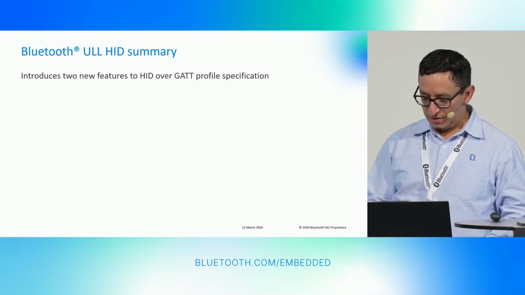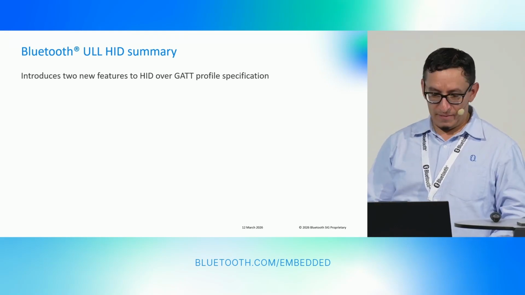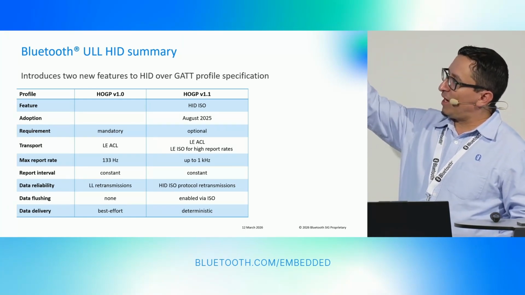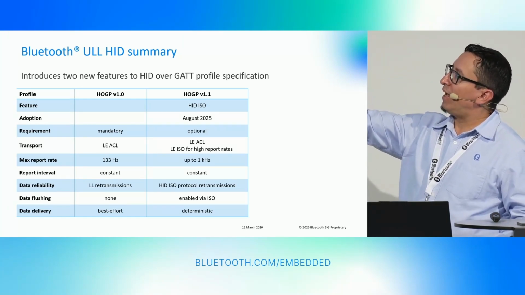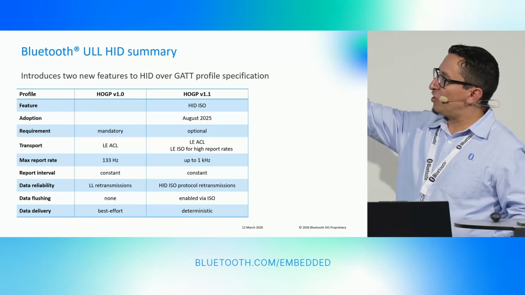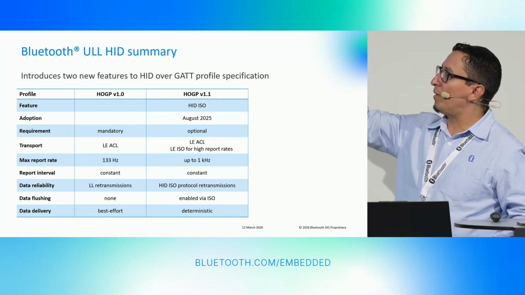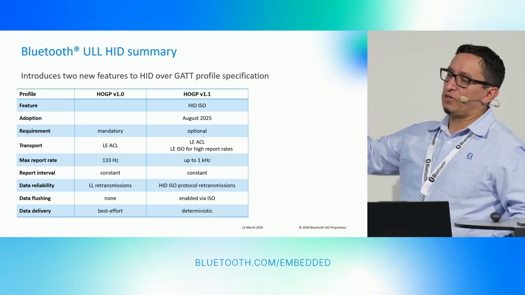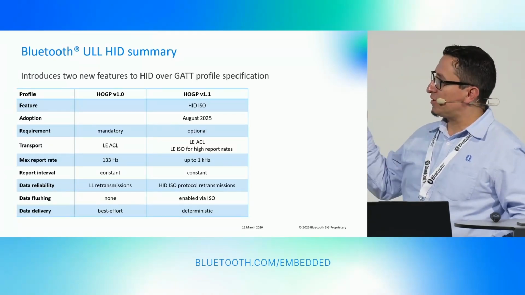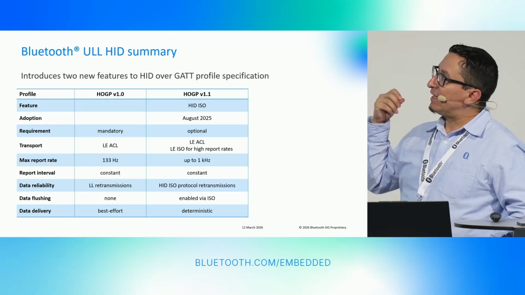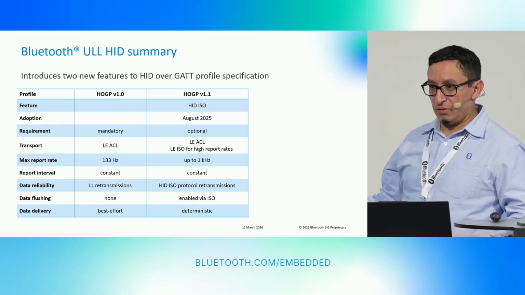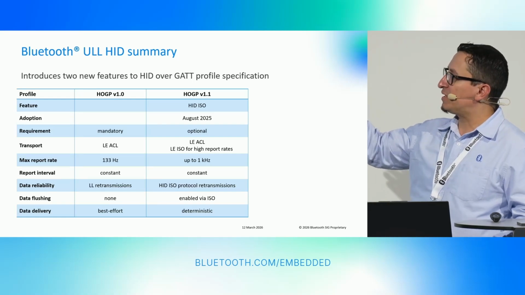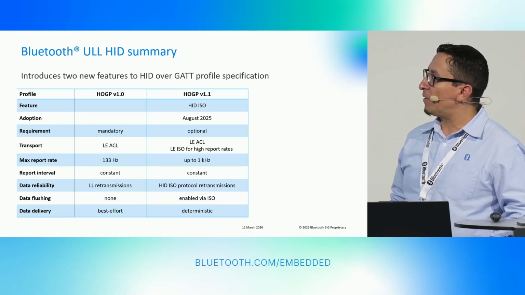Let's summarize things. What did all of that mean at the end? We had HID over GATT profile version 1.0, and late last year we introduced HID over GATT profile version 1.1. 1.1 introduced the HID ISO feature. It was adopted in August. Support for HID ISO is optional. So if you're going to be enabling ultra-low latency, that specific feature is not mandatory, it's optional.